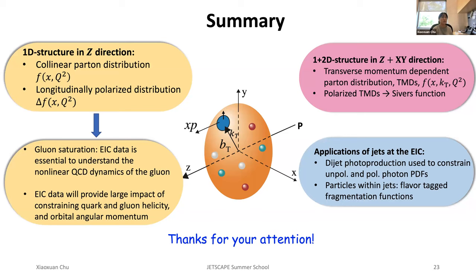We talked about the measurements of the three-dimensional structure of the nucleon, by introducing a measurement of how to extract the Sivers function. And we also talked about jets as observables. So we have different applications of jets at the EIC. We use jets to extract the photon PDF in both the polarized and unpolarized case. We can use the jets to tag the fragmentation function.